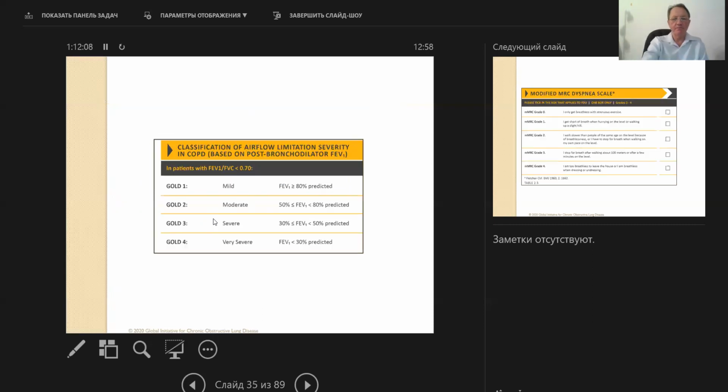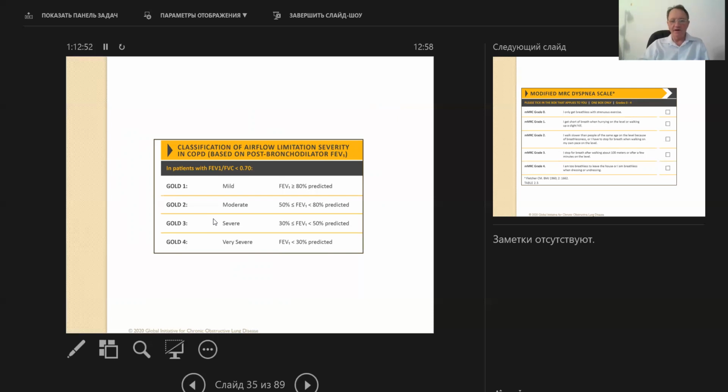But we should pay attention to the grade of diminishment of forced expiratory volume in 1 second. All patients should have a diminished ratio FEV1/FVC less than 0.7. That's why we can evaluate the severity of the diminished forced expiratory volume.